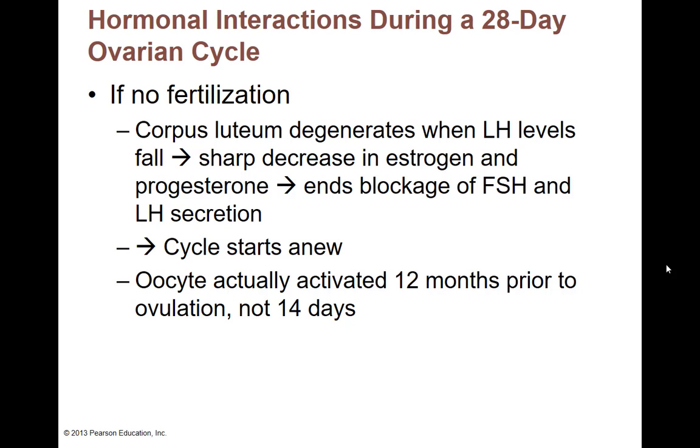Now, if no fertilization occurred, we don't need the corpus luteum anymore because it was making progesterone to sustain pregnancy, but it didn't happen. So the corpus luteum starts to go away because the luteinizing hormone goes down, and as my corpus luteum goes away, you have a sharp decrease in estrogen and progesterone.